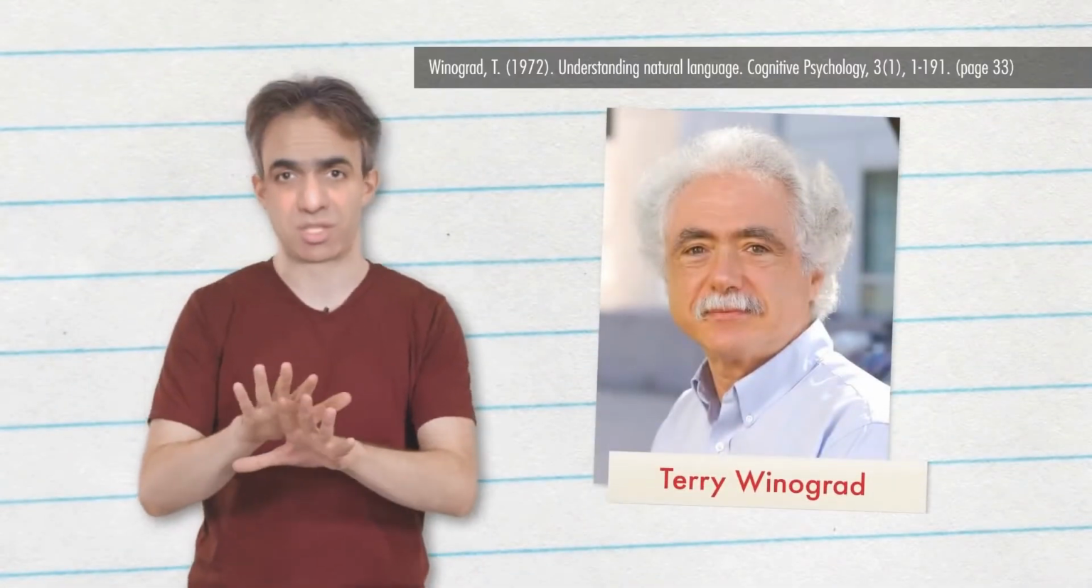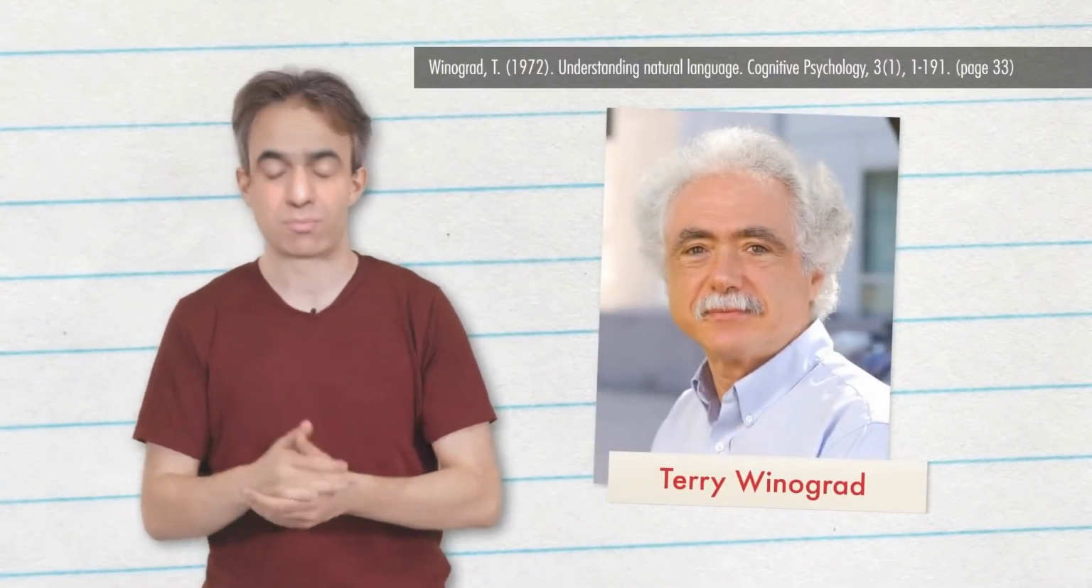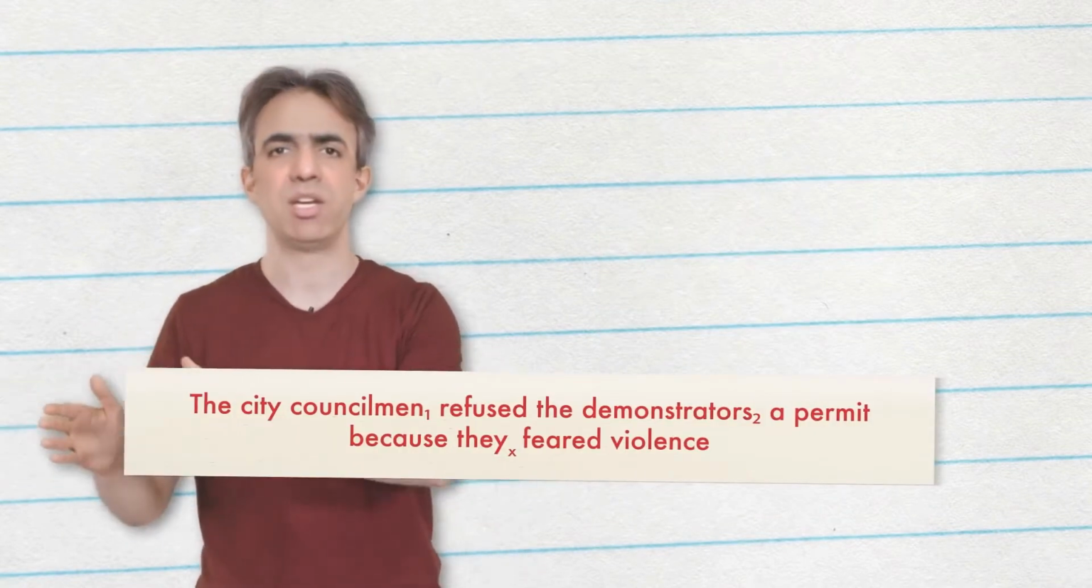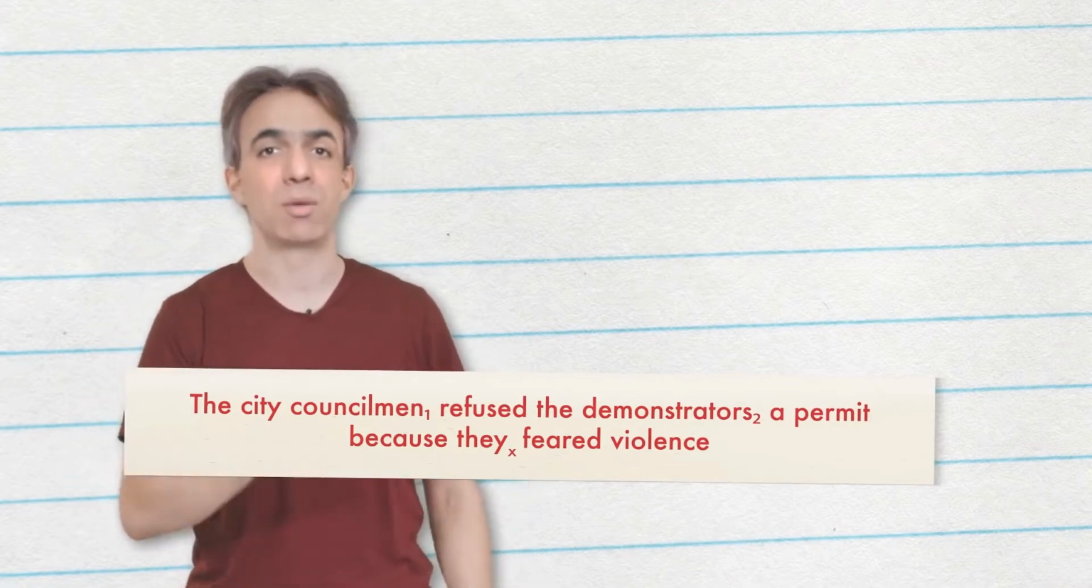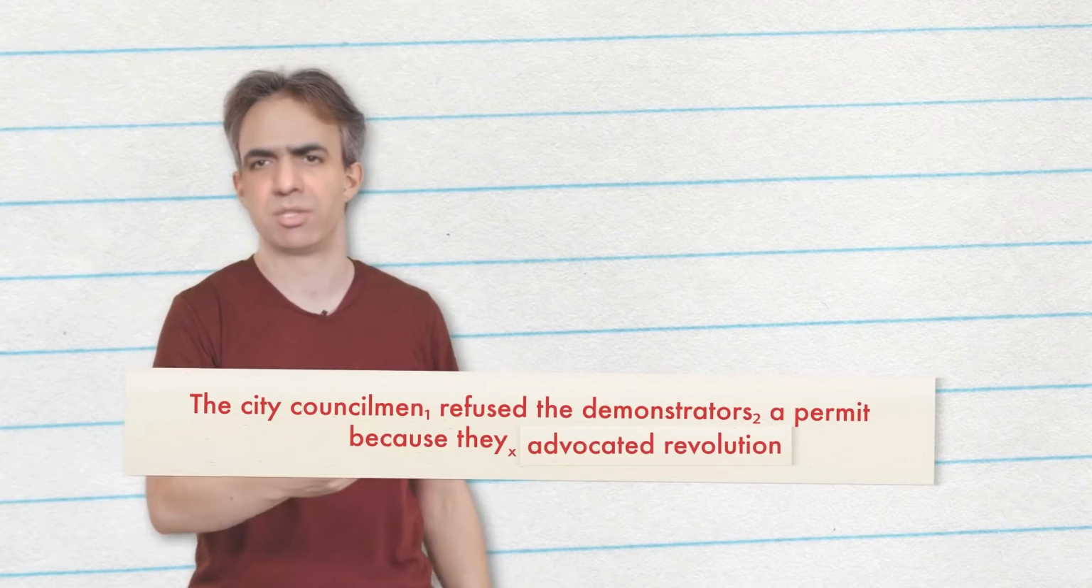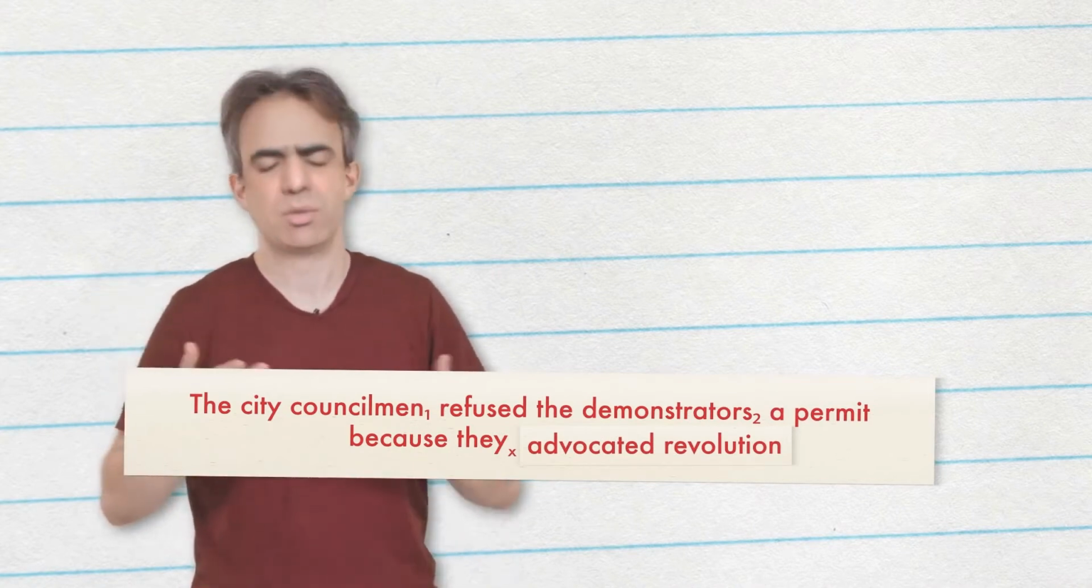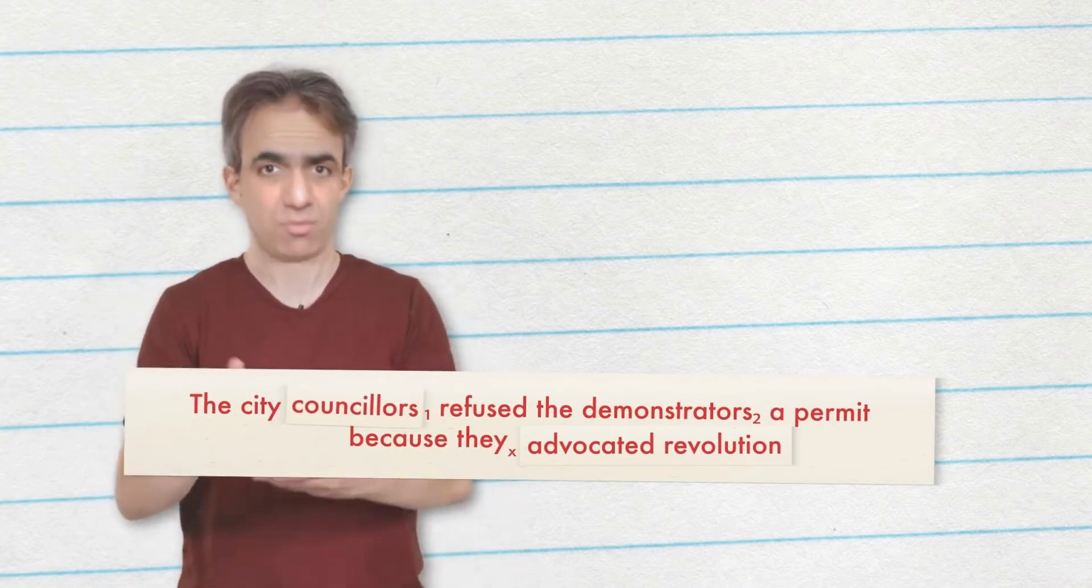Terry Winograd started this line of thinking in 1972 by proposing sentences that required that sort of context. The city councilmen refused the demonstrators a permit because they feared violence or because they advocated revolution. It was the 70s, there weren't many councilwomen, and there was a lot of revolution.